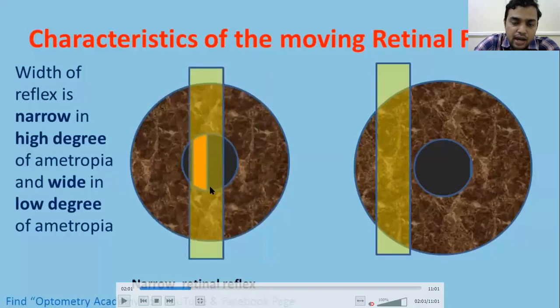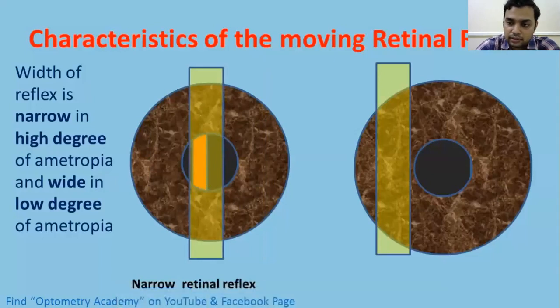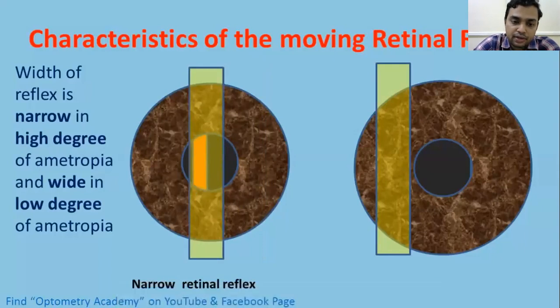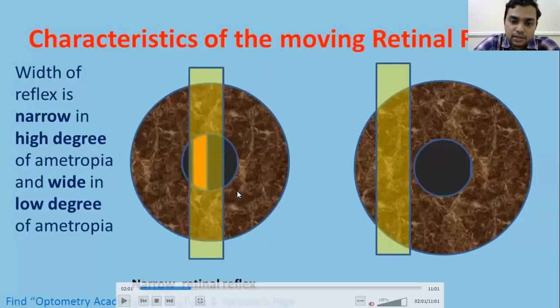When compared with the low degree of refractive errors, the width is a little bit wider when compared with the high degree of refractive states. That is, if the power is more than -5 or something like that, the reflex we observe is narrow when compared with the low degree of refractive error. So this is the narrow retinal reflex.